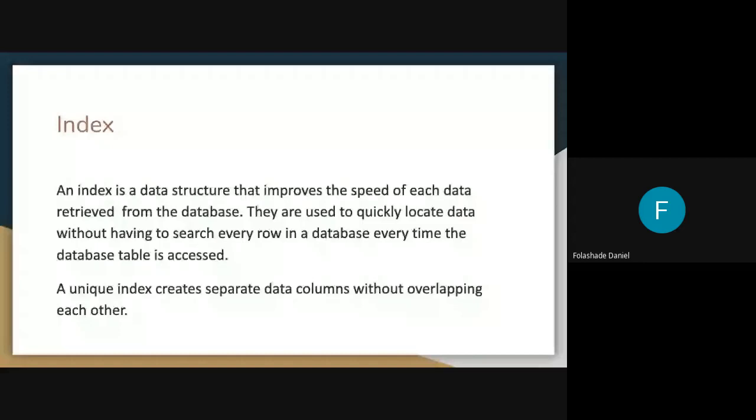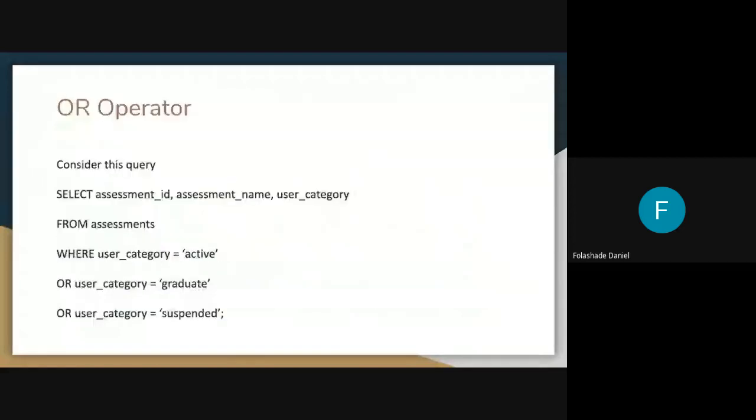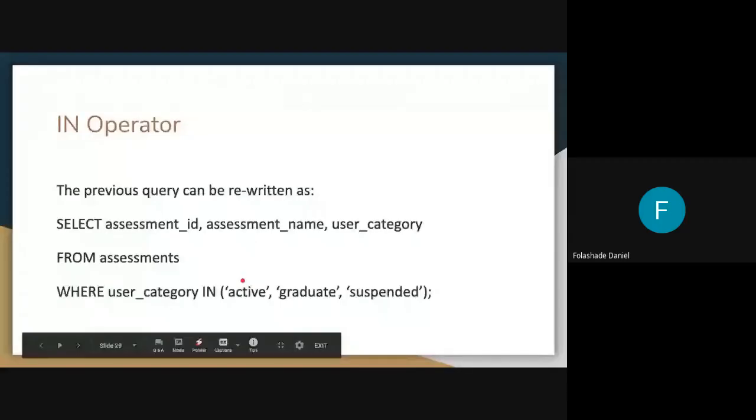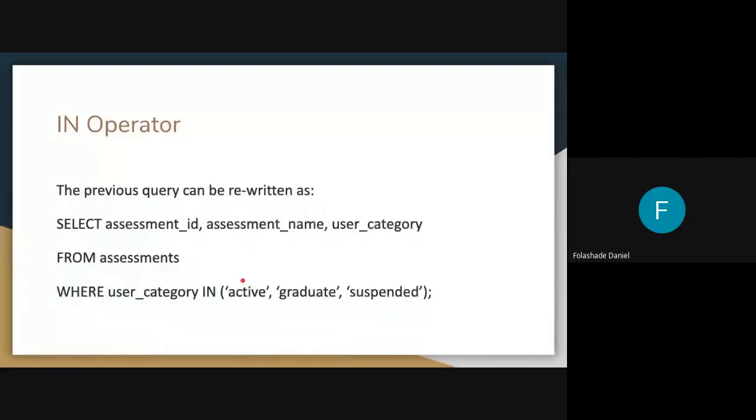You want to select all these columns from the assessment table, but you want to select where user category is either active or user category is suspended. So it is better to use the IN operator to do this instead of the OR operator, because even aside from increasing your execution time, it's actually cleaner to do it this way.